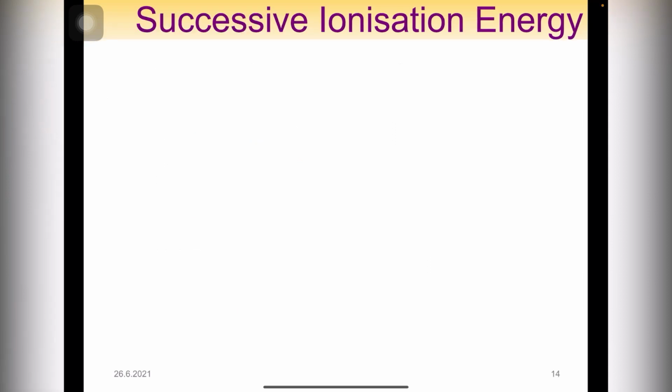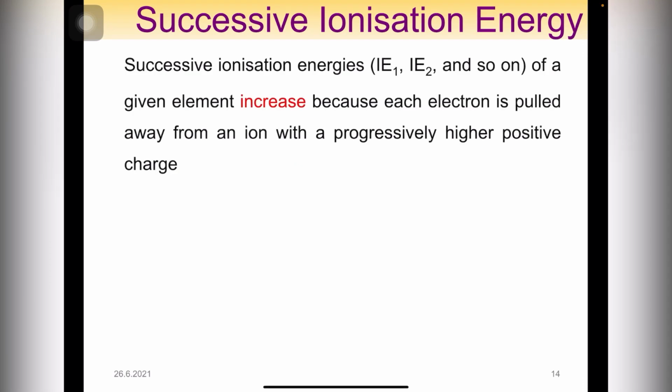Okay, next, let's see the successive ionization energy. So what is the successive ionization energy? Actually, all the electrons in an atom have ionization energy. For the first ionization energy, we refer to the electron at the outer shell, and the next one refers to the next electron that is nearer to the nucleus.